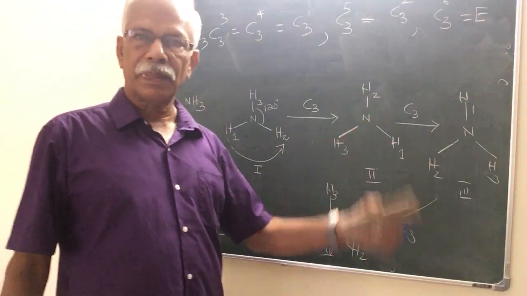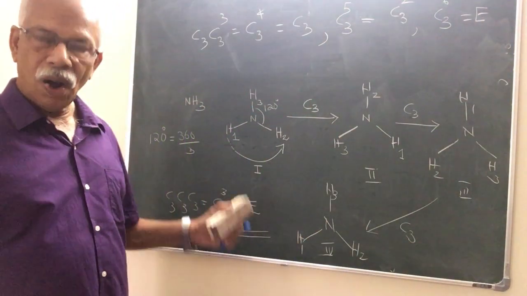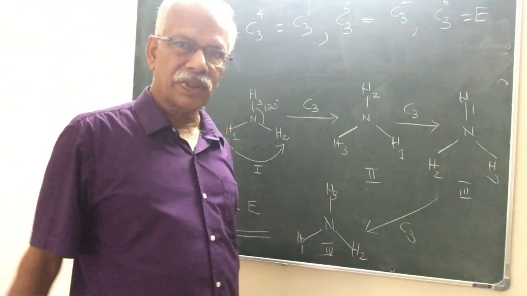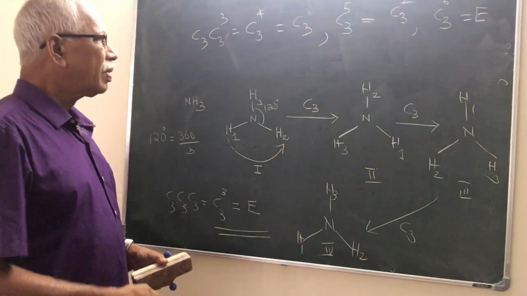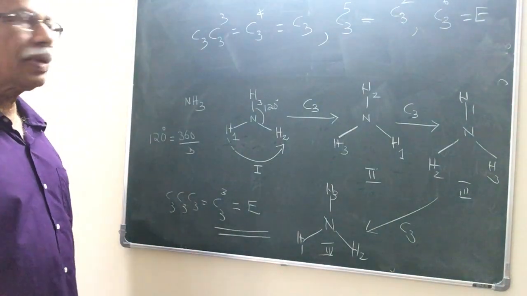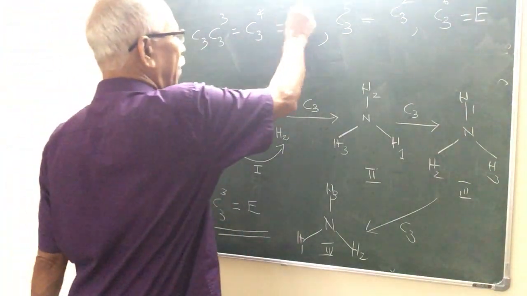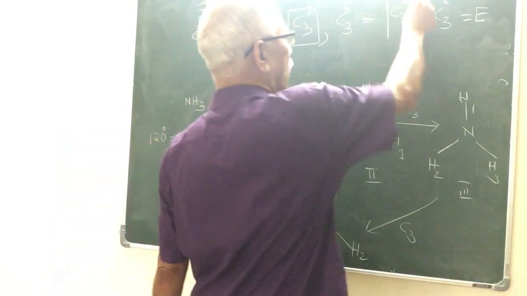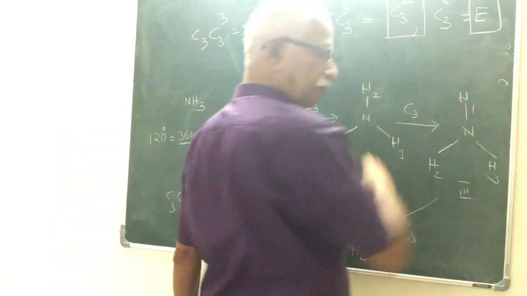And the pattern can be repeated. So however many times you may do the C3 rotation, the ultimate results are either C3 or C3 squared or identity.